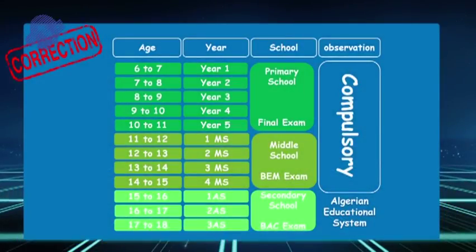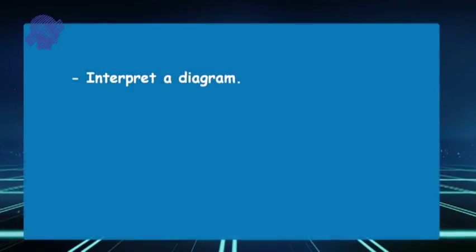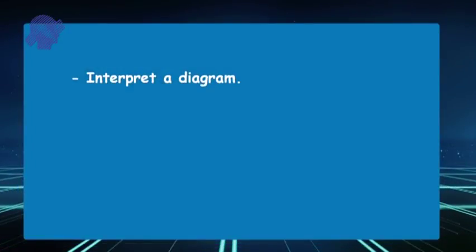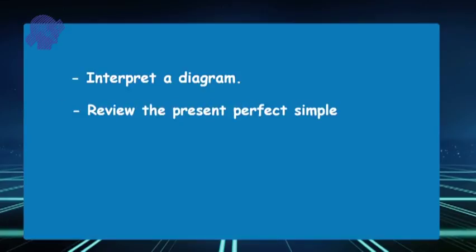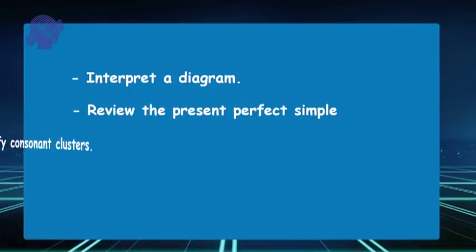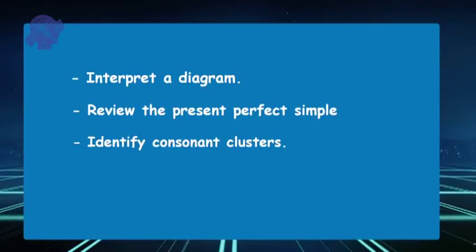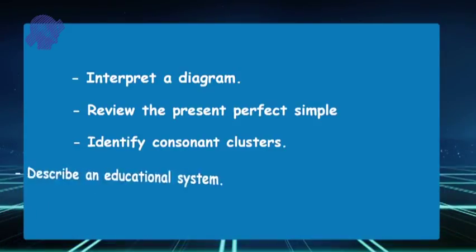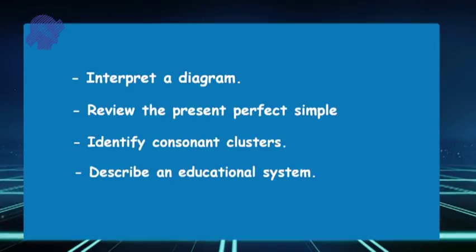All right? So, what did we do today? Let's go together through what we did today. We interpreted a diagram about educational system. And of course, we reviewed the present perfect and identified consonant clusters and finally described an educational system.